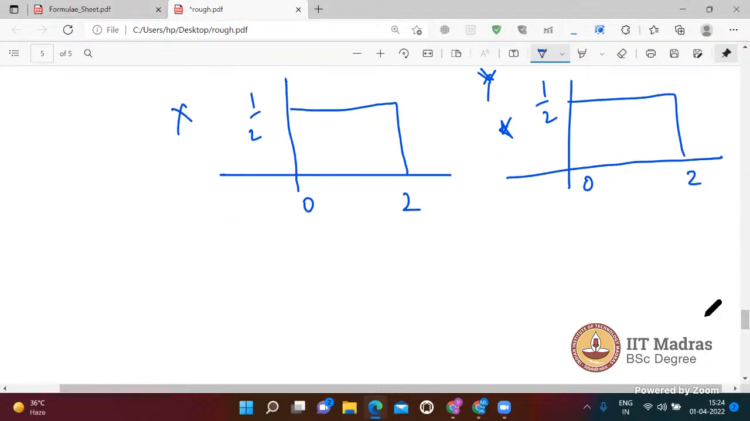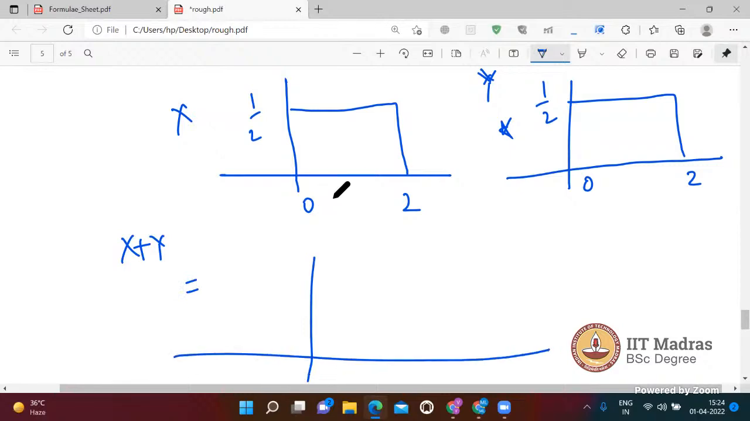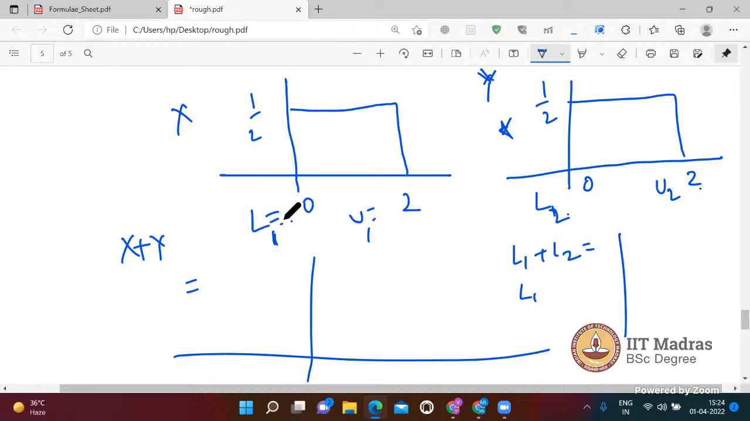When you have to calculate the PDF for x plus y, directly you can just sum the values. This is the lower end L1 and upper end U1, and this is the lower end L2 and upper end U2. First add all the combinations, L1 with L2, U1 with U2, and so on. So what values do you get? 0 plus 0 is 0, 0 plus 2 gives 2, 2 plus 0 gives 2, and 2 plus 2 gives 4.